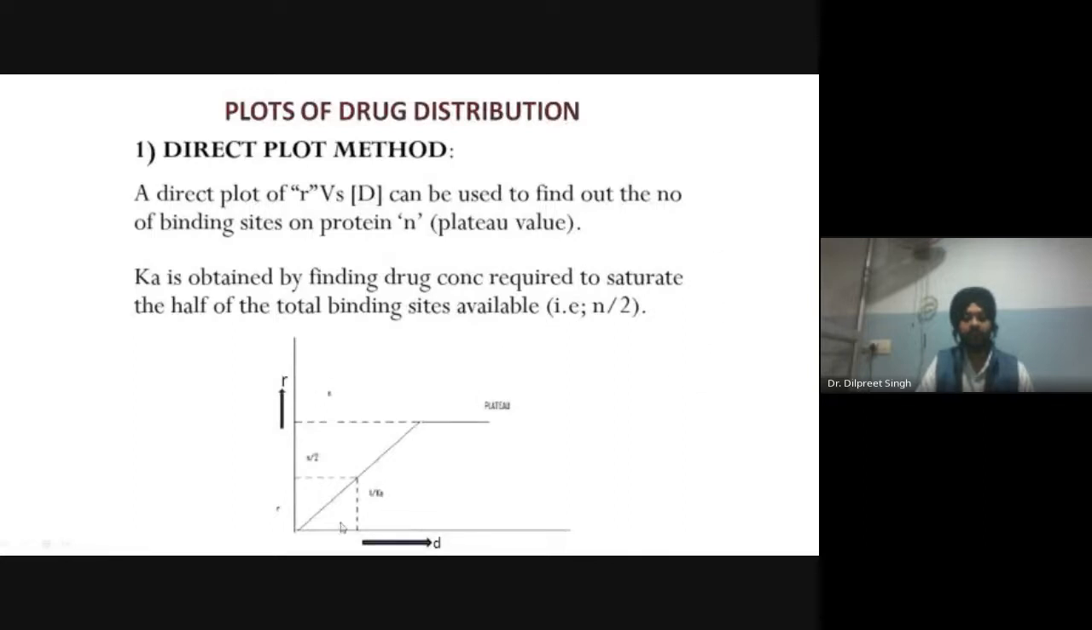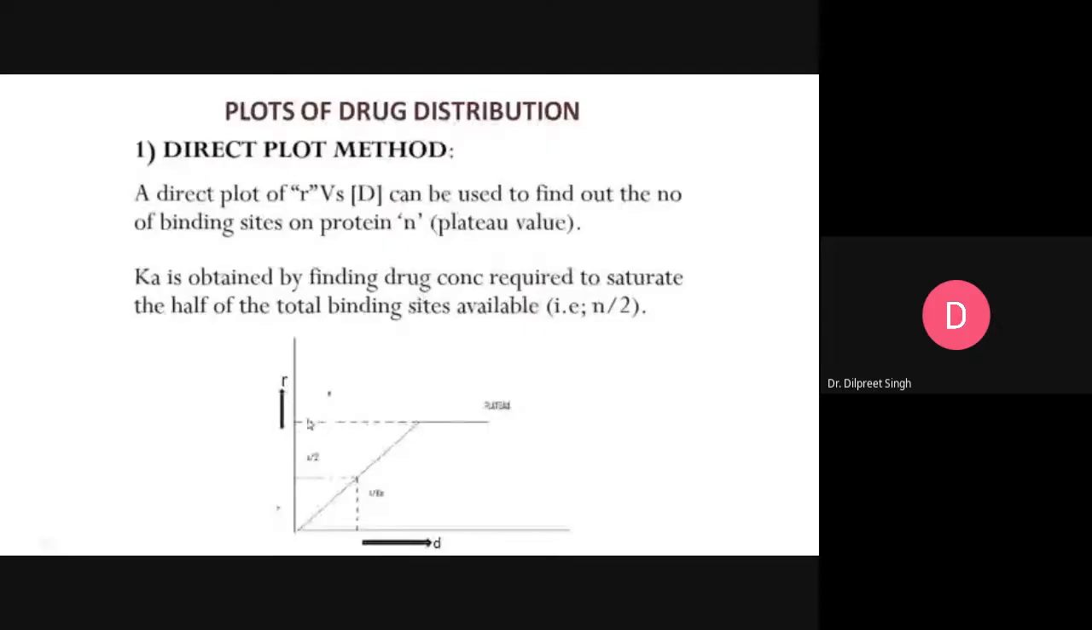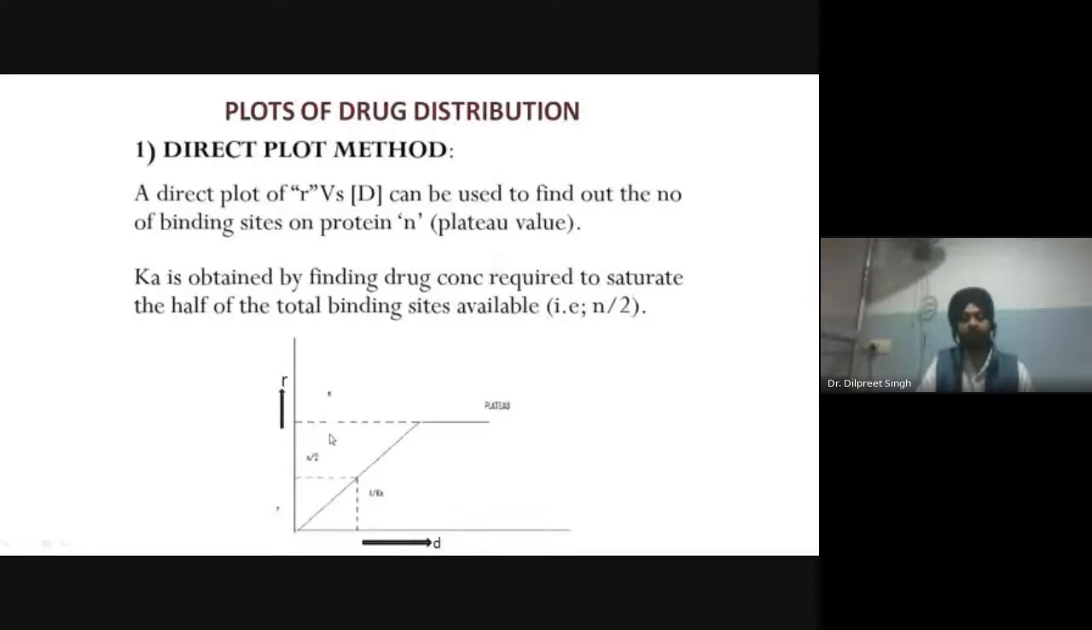So we plot R, the number of drug molecules bound per protein, against the drug concentration, continuing the graph until a plateau phase is reached. Based on that curve, we can get the value of n by 2, the number of binding sites to be saturated, and from that the association constant.